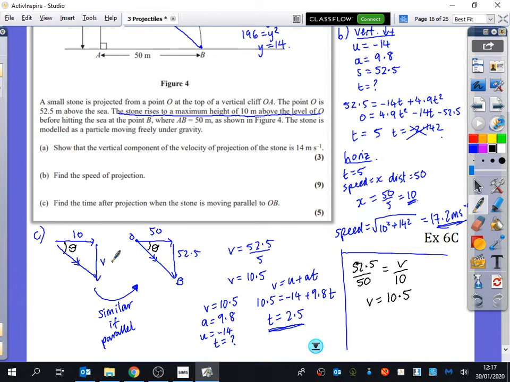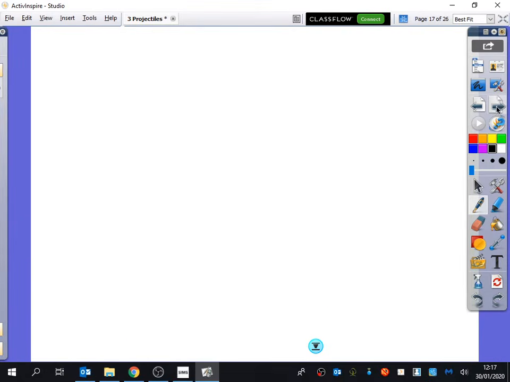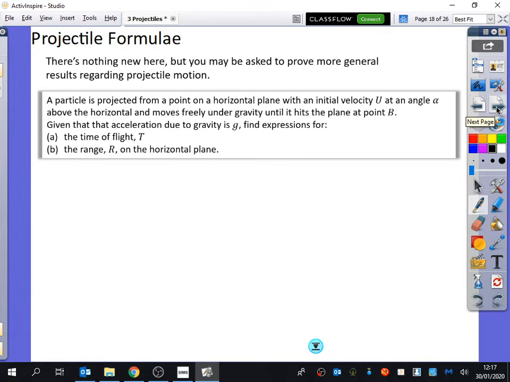So we'll just do the last part of this, which I don't think there's anything new to learn here. It's just about seeing that there are some projectile formulae that we can come up with. Nothing new here, but you may be asked to prove more general results regarding projectile motion.